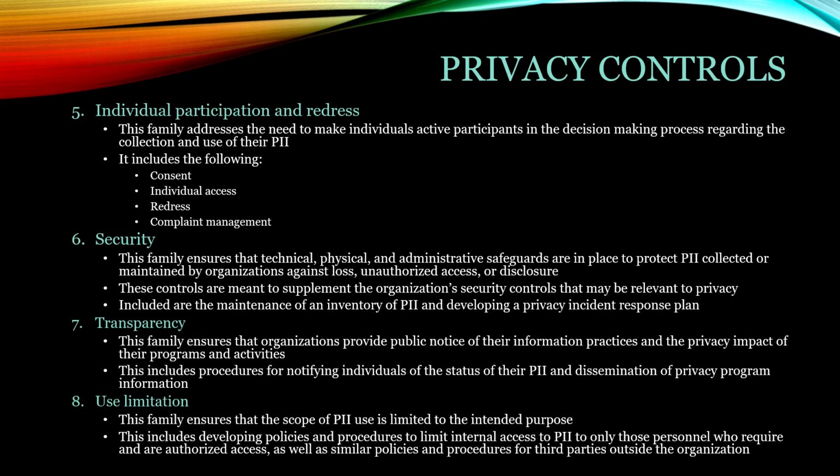Number 7 is transparency. This family ensures that organizations provide public notice of their information practices and privacy impact to their organizations and activities. This will include procedures for notifying individuals of the status of their PII and dissemination of any PII privacy program information. Number 8 is use limitation. This family ensures the scope of the PII is used and limited to the intended purpose, and that is it.